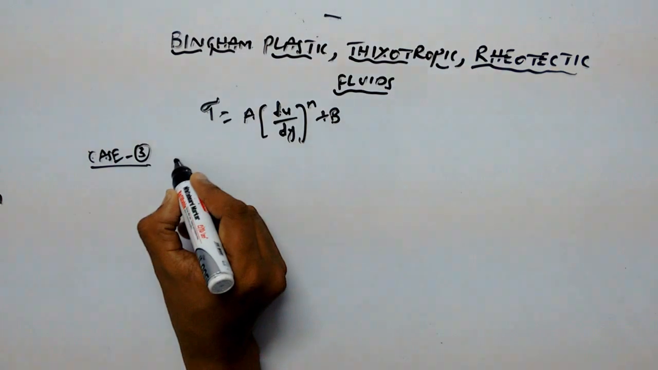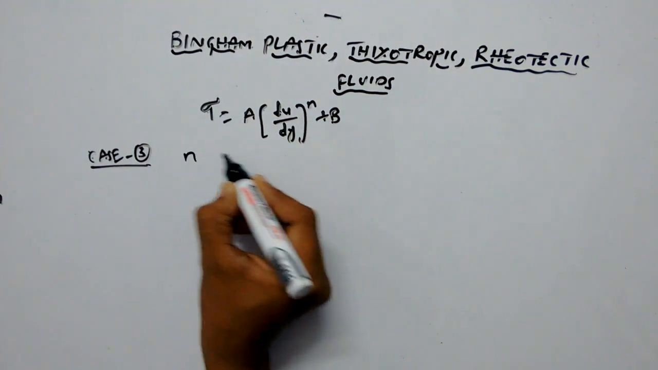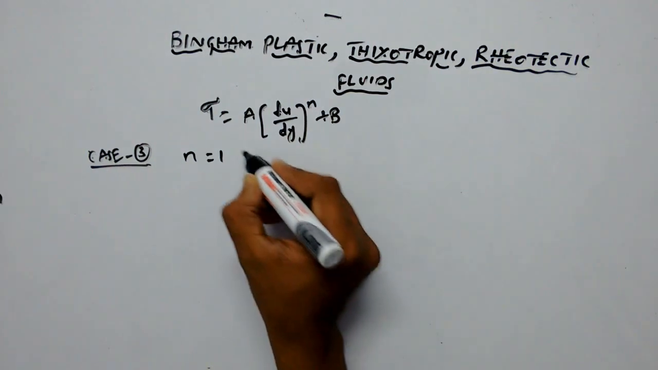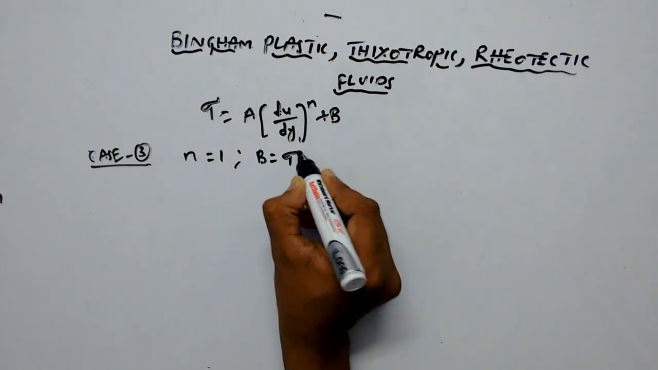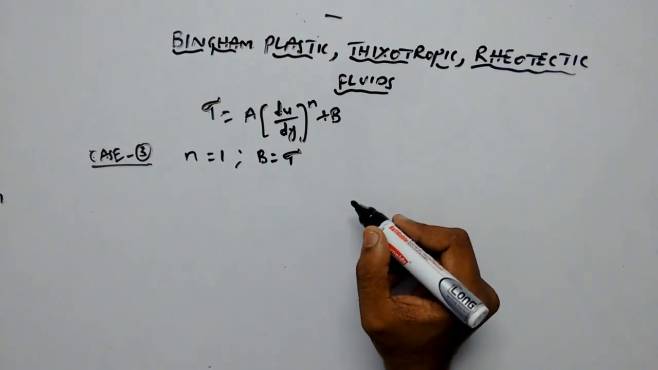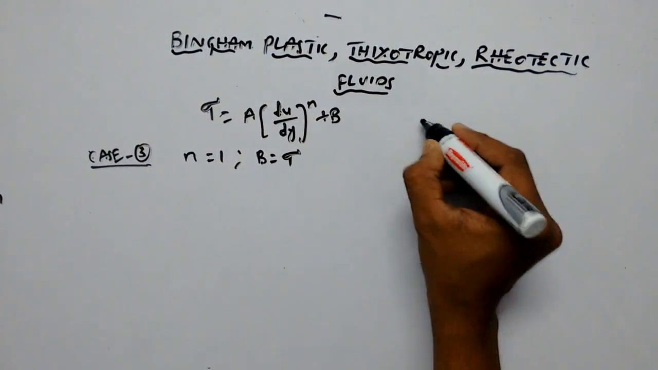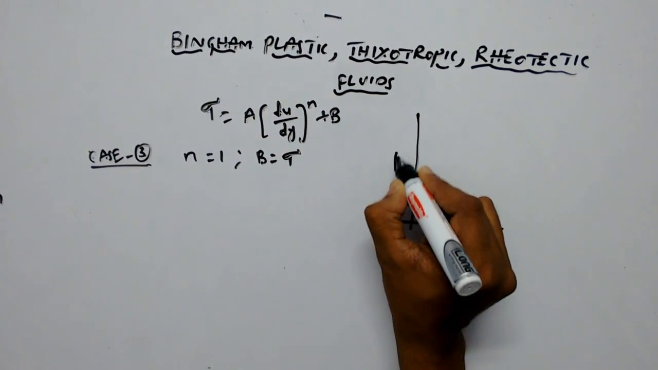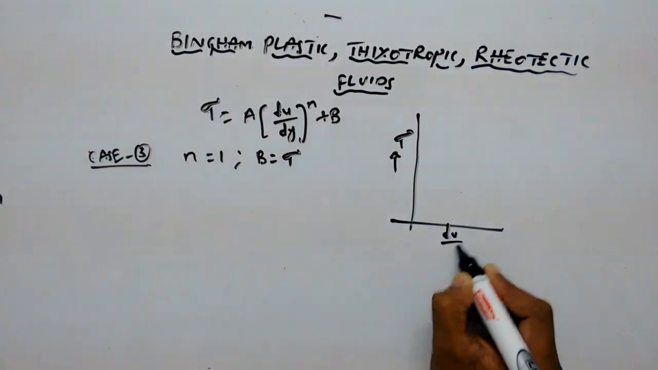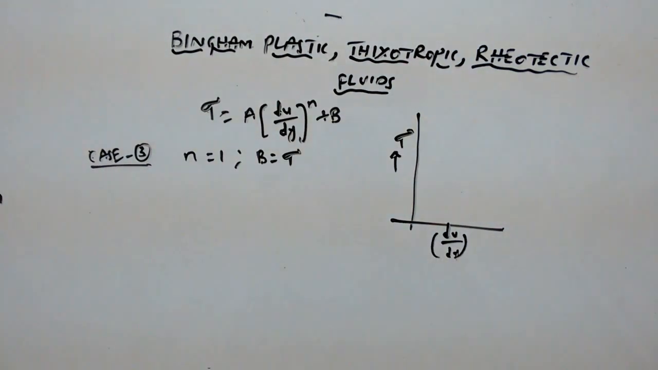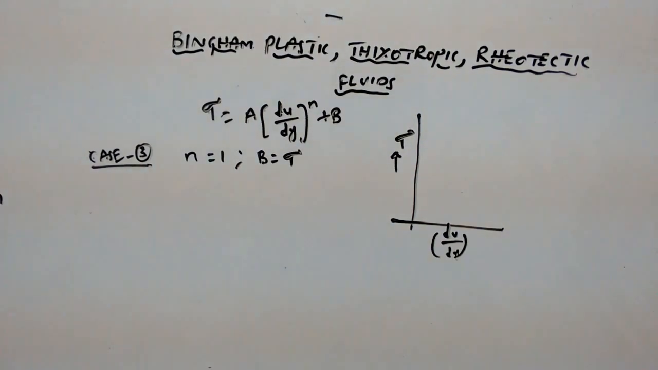In this video, I am going to discuss about this case number 3, that is, n is equals to 1 and b is equals to tau. If n is equals to 1 and b is equals to tau, such type of fluids are known as Bingham plastic fluid. Bingham plastic fluids are the types of the fluids in which the flow commences if it reaches some limiting value of shear stress.